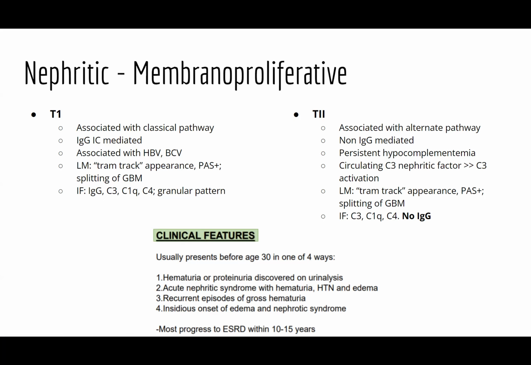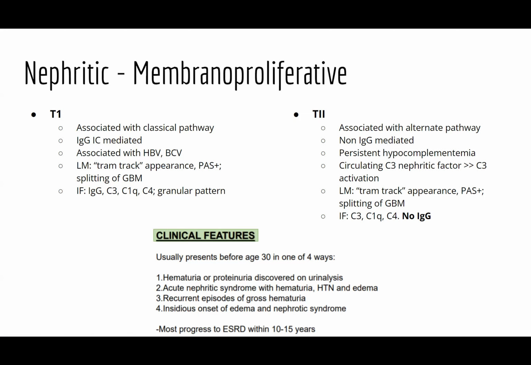So type 2 is the alternate pathway, with circulating C3 nephritic factor, which leads to C3 activation. If you're constantly activating C3, constantly activating the complement pathway, then you're not going to have complement in your blood. That's why you have hypocomplementemia. Okay, so clinical features, what are you going to see in your vignette?